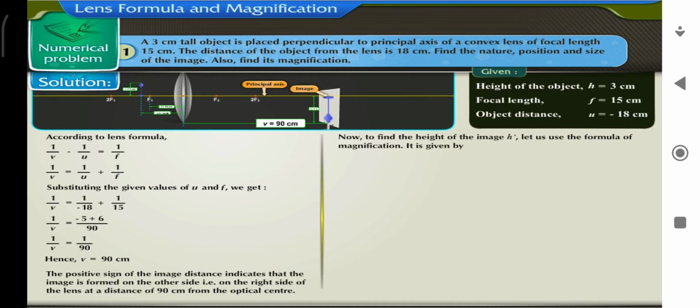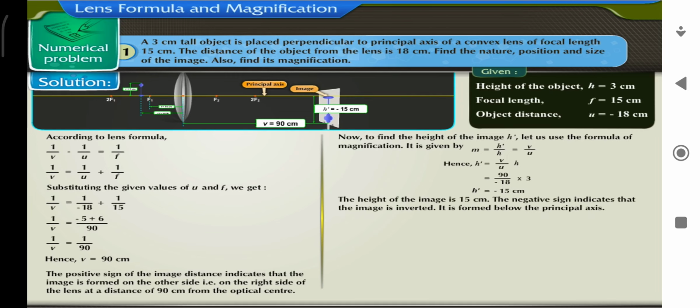Now, to find the height of the image h dash, let us use the formula of magnification. It is given by m is equal to h dash divided by h is equal to v divided by u. Hence, h dash is equal to v divided by u multiplied by h, which is equal to 90 divided by minus 18 multiplied by 3, is equal to minus 15 cm. The height of the image is 15 cm. It is negative, hence the image is inverted. It is formed below the principal axis.